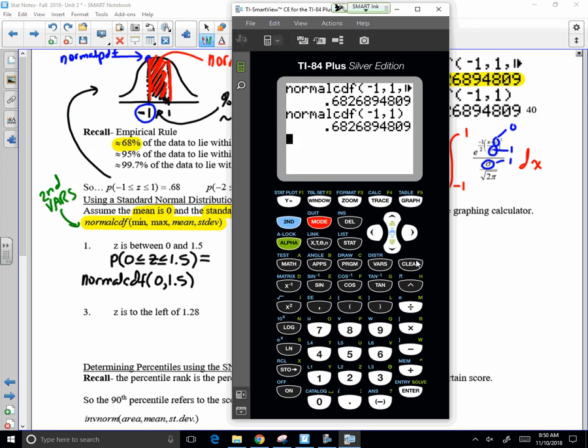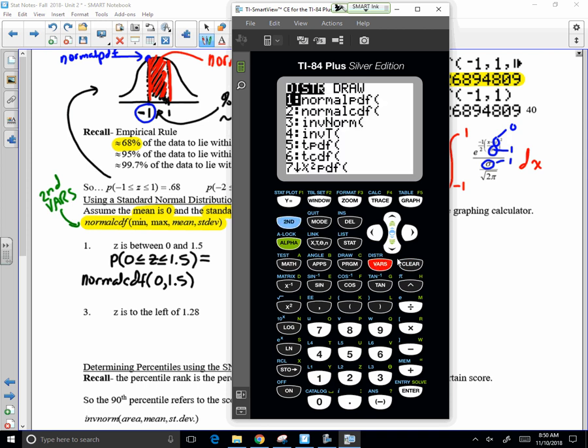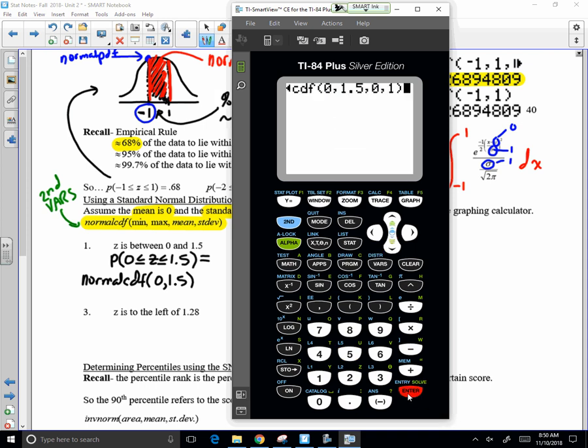And again, that's second vars, option 2. At least until they update the calculators again. Mean and standard deviation are 0 and 1. So enter on paste, and you get about 0.433. And ballpark estimates are fine. On a test, you would want to follow rounding instructions, but 3 decimals are typically the way to go.